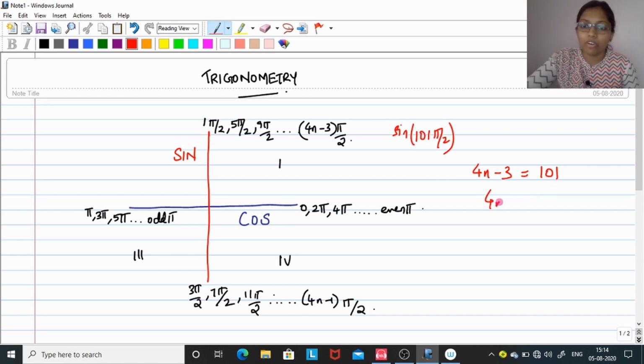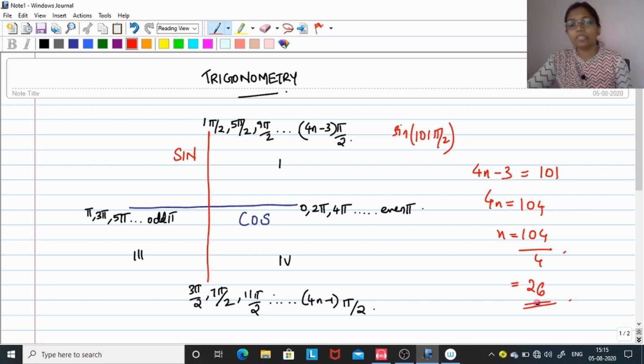Let us check. 4n is equal to 101 plus 3, it is 104. n is equal to 104 by 4, it is going to get solved only. n will be an integer value because the last two digits are divisible by 4. So this is 26, which means in the 26th position, 101 is coming. The number 101 is coming in the 26th position of the upper series. So definitely 101 pi by 2 is lying in the upper angle, upper side. So sine 101 pi by 2 will be positive 1.